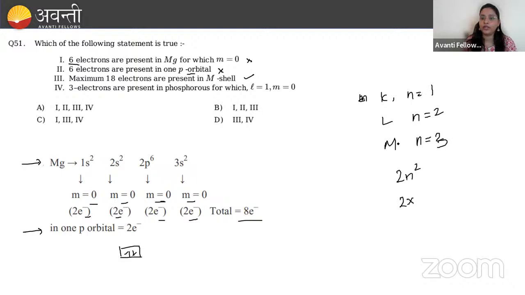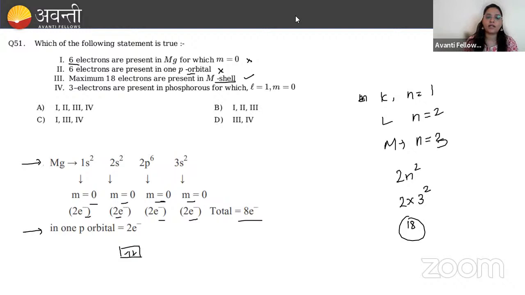So in M shell, how many electrons will be present? 2 into 3 raised to 2. So this is what? 18 electrons. So this is true. Maximum 18 electrons are present in M shell, right? Maximum 18 electrons are present in M shell.